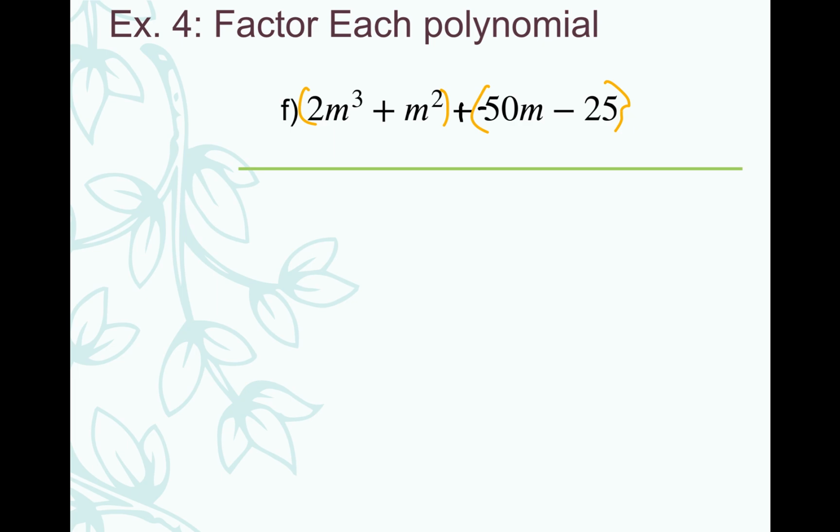Now I'm going to take a look at my first polynomial, 2m cubed plus m squared. Well, I'm going to factor out.